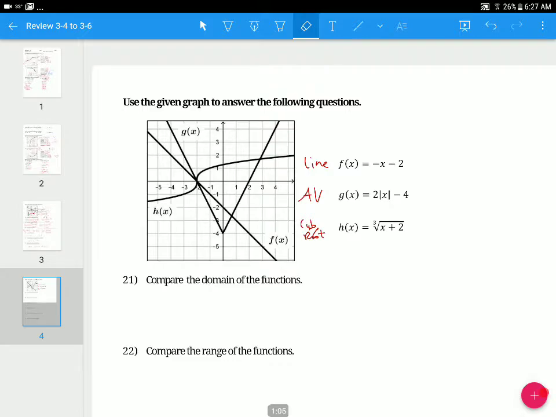So it says compare the domains. Well, hopefully you look at your chart and you notice, hey, a line, an absolute value, and a cube root are all real numbers. So you can say negative infinity to positive infinity.